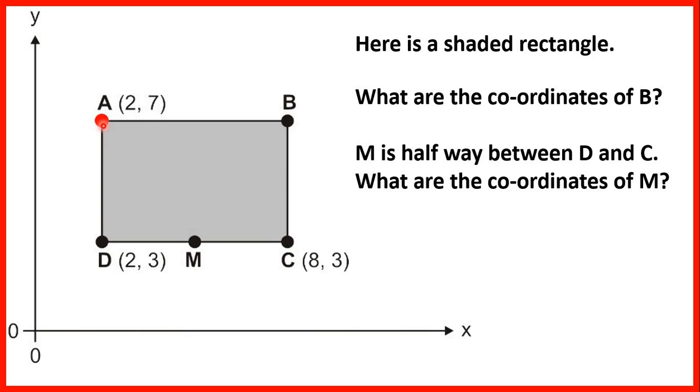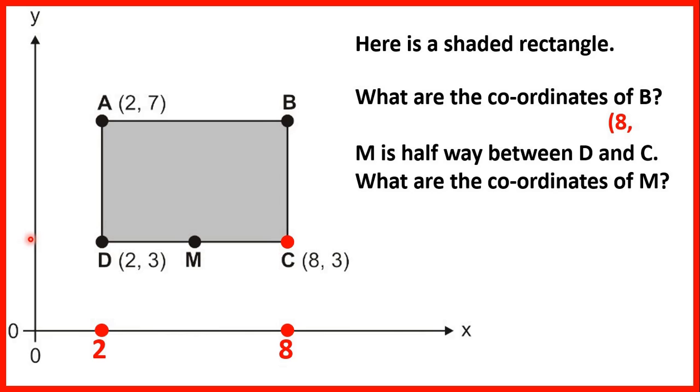So if we take this point here, we can see the x coordinate is 2. That's in line with this point here. The x coordinate is 2 for point D as well. So we can write 2 on our axes. Now, if we look at point B, we can see that that's in line with point C, where the x coordinate is 8. So that means the x coordinate for B is 8 as well.